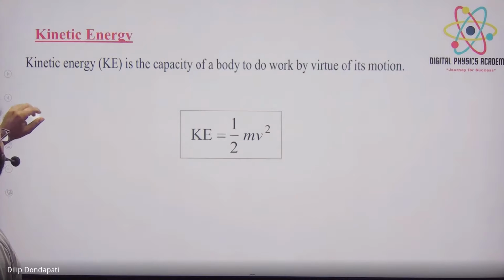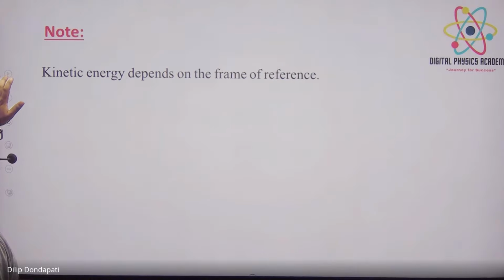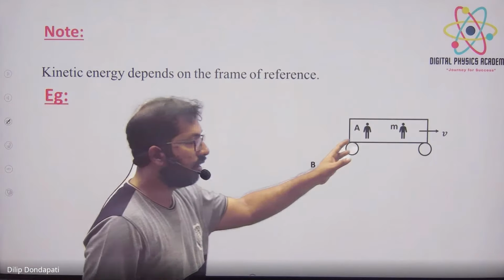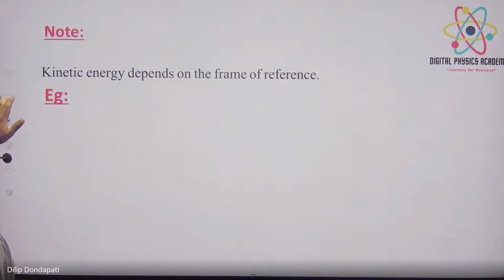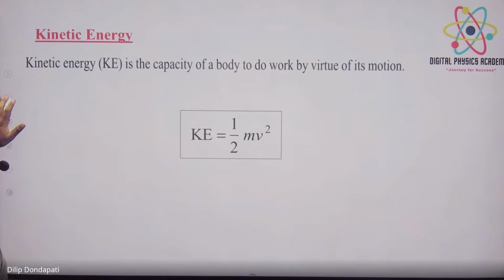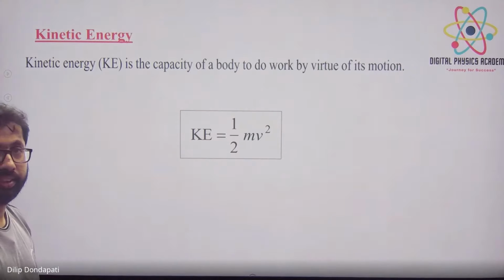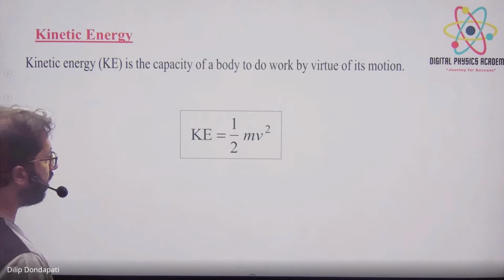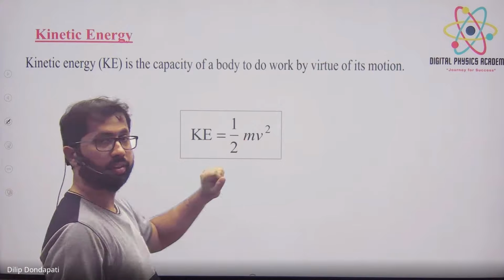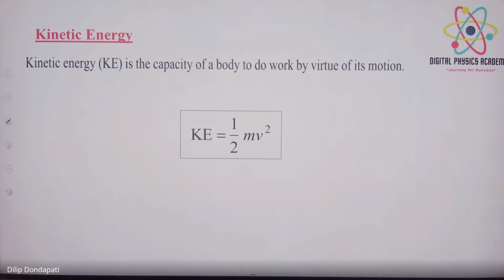Next, look, kinetic energy depends on frame of reference. What is the definition? The virtue of a body's motion is called kinetic energy, and the kinetic energy formula is half mv square. Did you write it down?